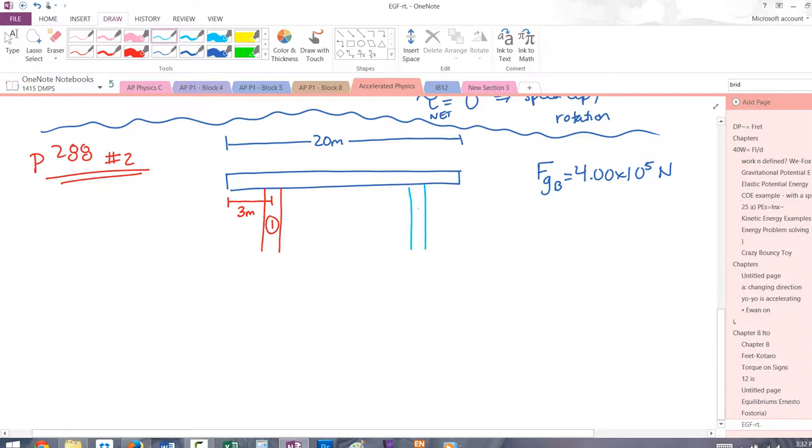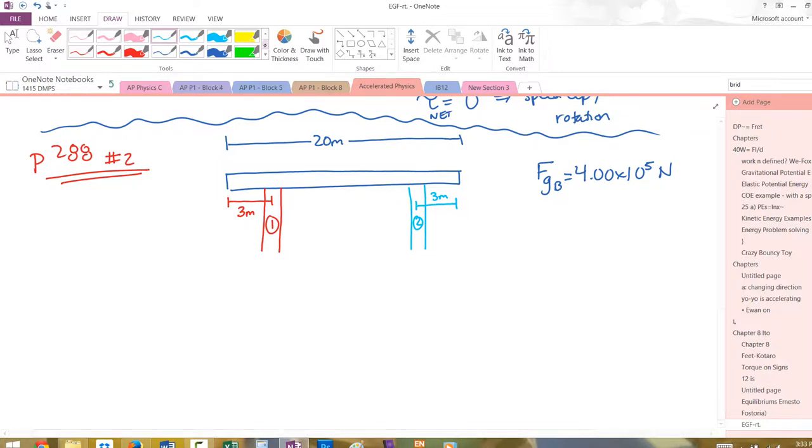Not necessarily drawn to scale, but you get the idea. I'm going to call that one pillar 2. That is also 3 meters away. It says, if a 1.96 times 10 to the 4th newton car (so again we're talking about a weight) is parked 8 meters from one end of the bridge, how much force does each pillar exert?